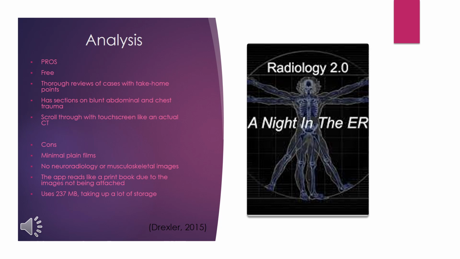The scroll-through with touchscreen mimics an actual CT as if the user was sitting at a PACS workstation. The downside or cons to this application are minimal plain films in comparison to CT images. There are no neuroradiology or musculoskeletal images available on this application. This app reads like a print book due to the images not being attached. And finally, the application uses 237 megabytes, which takes up quite a bit of storage.